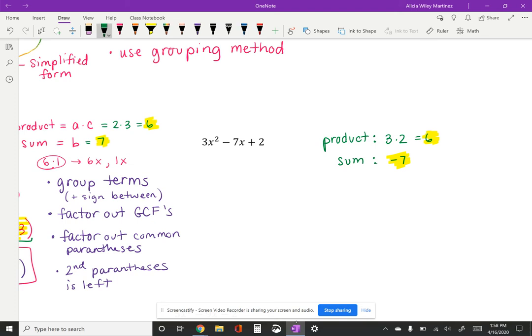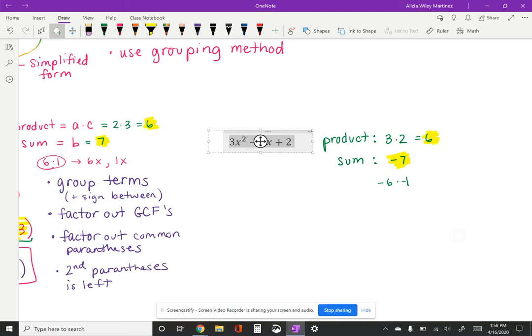So now I'm thinking about 6 times 1. When I think about 6 times 1, if you add them together, you get +7. So the only way that you can get a +6 but have a sum that's negative is to have two negative numbers. So -6 and -1 will give you +6, but when you add them together, you get -7. This is going to help us to split up our x terms.